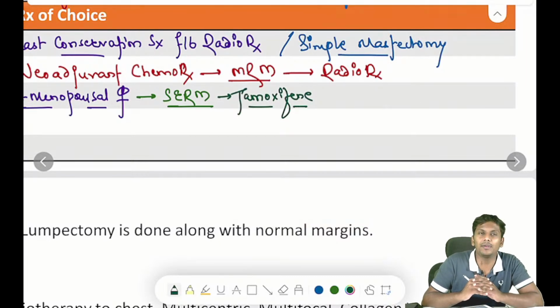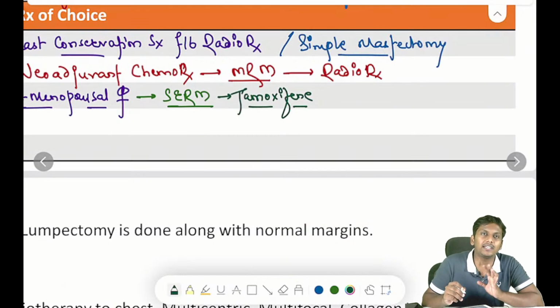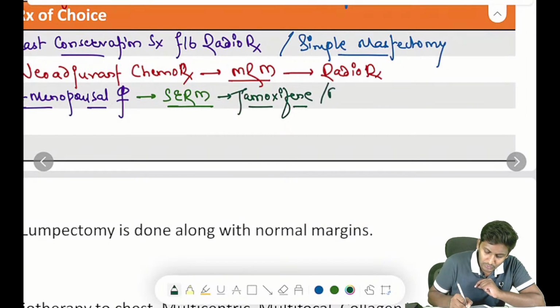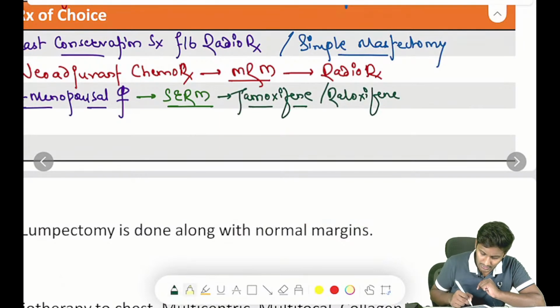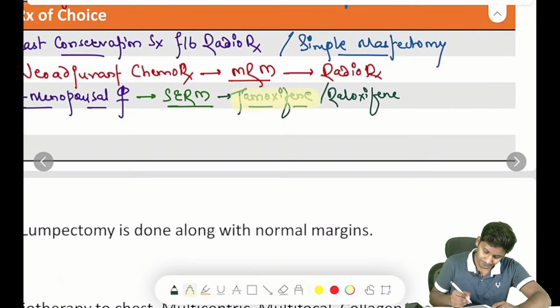Raloxifene. The problem is, raloxifene is not as efficacious as tamoxifen. The decrease in the incidence of breast cancer has been very good with tamoxifen, but raloxifene is not such an effective drug. So still we prefer tamoxifen even if there is a risk of endometrial cancer. Okay? So that is the important thing. You can say the other drug is raloxifene, but if they ask you to mark one, the answer is always and always tamoxifen. It is still a better drug.